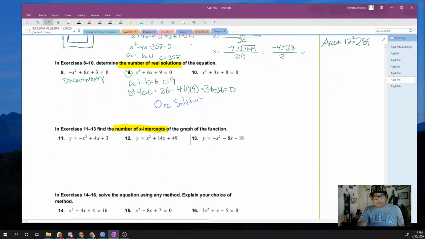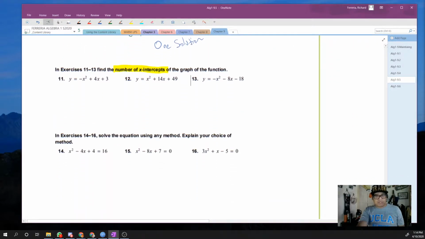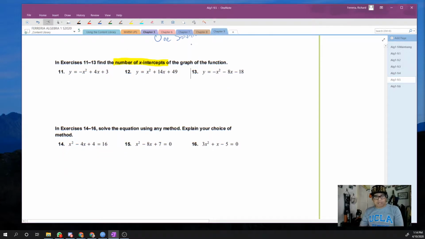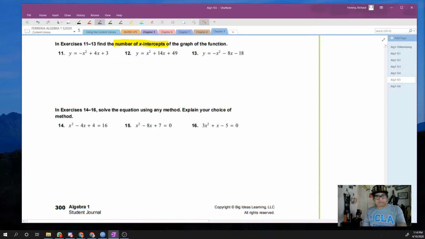Moving on to the next set of questions, you've got what's the number of x-intercepts? And when I see that, again, very happy, because the number of x-intercepts is just the same thing as the number of real solutions, which is related to the discriminant. All you need to do here is calculate the value of the discriminant and analyze based on that number.